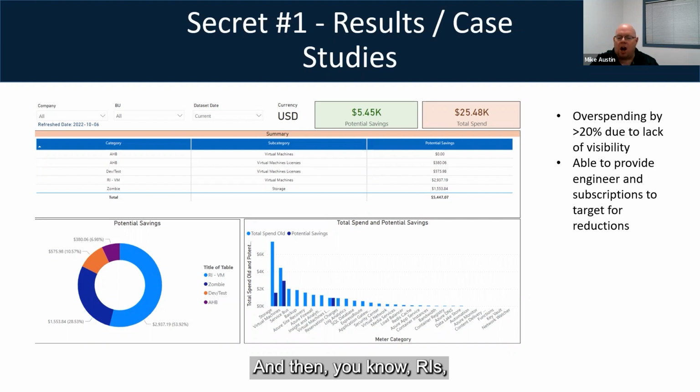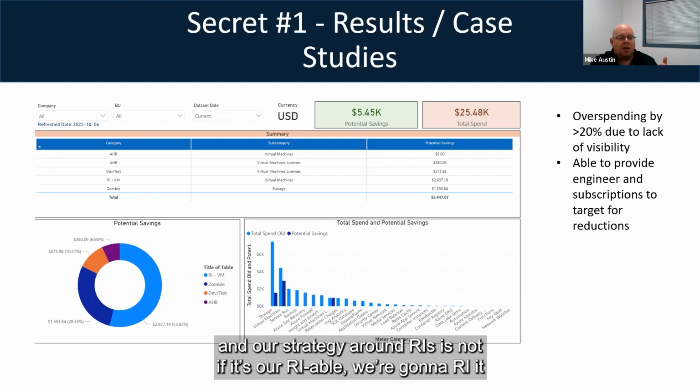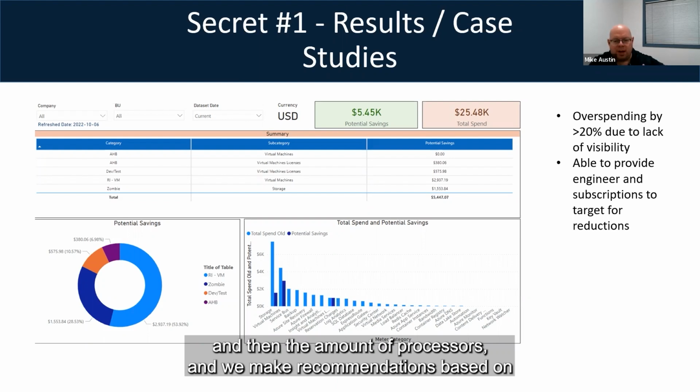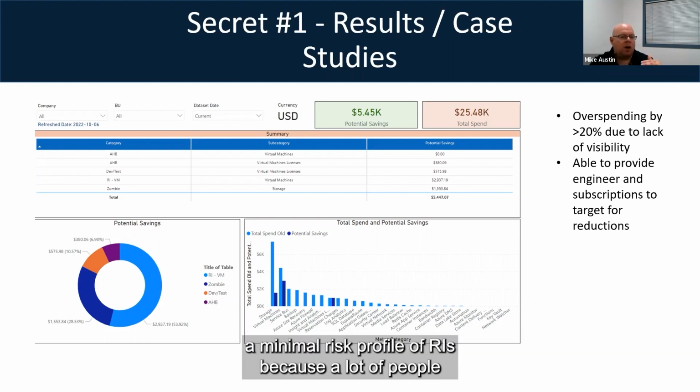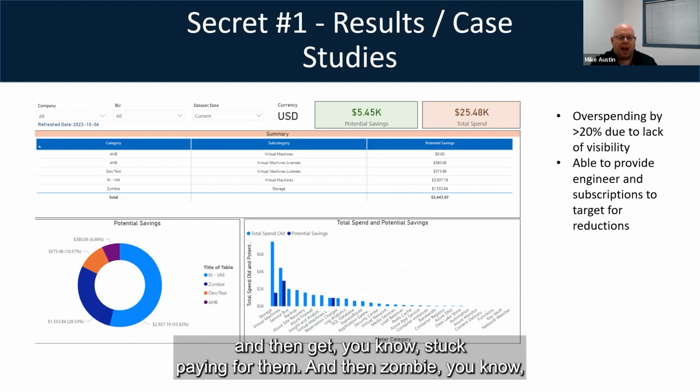And then RIs, so they have an opportunity to reduce their spend based on RIs. And our strategy around RIs is not, if it's RI-able, go out and RI it. We look at the number of VMs and then the amount of processors, and we make recommendations based on a minimal risk profile of RIs, because a lot of people don't want to go out and reserve everything and then get stuck paying for them.